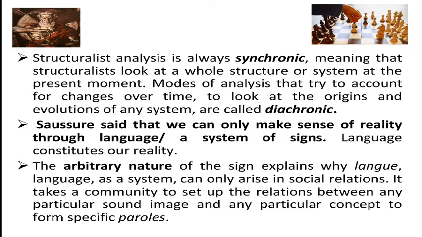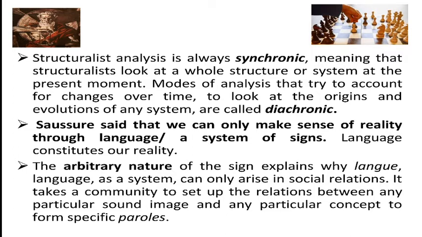Now, let us look at another one of Saussure's theories. Saussure said that we can only make sense of reality through language, a system of signs. Suppose we see a lion, it roars. A sound image is created and we feel fear in our mind. Signifier is a sound image of the roar, and signified is the fear of getting hurt it creates in our mind. It can also attack us without roaring and we could be killed.